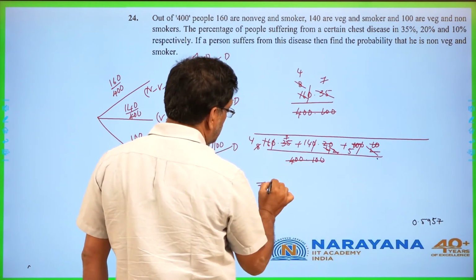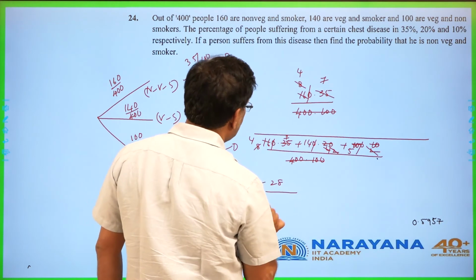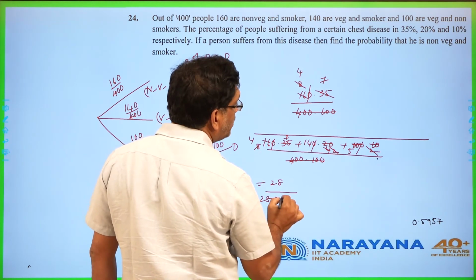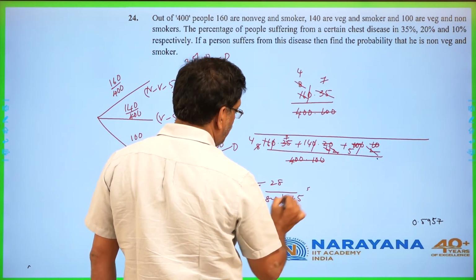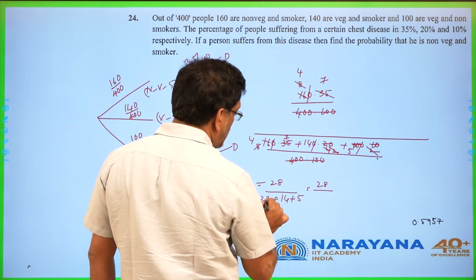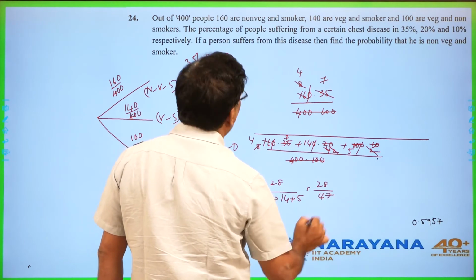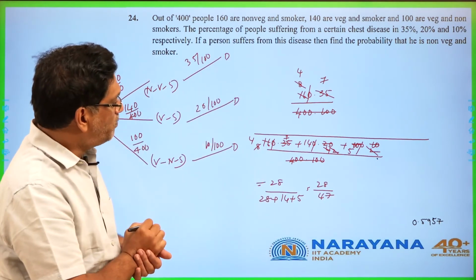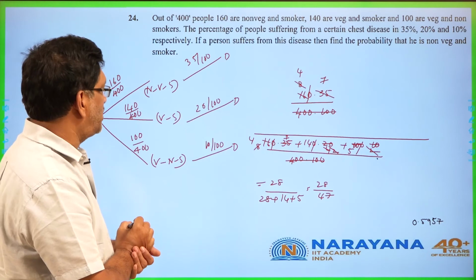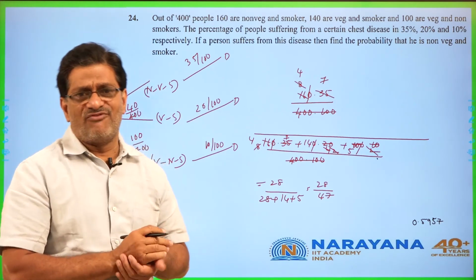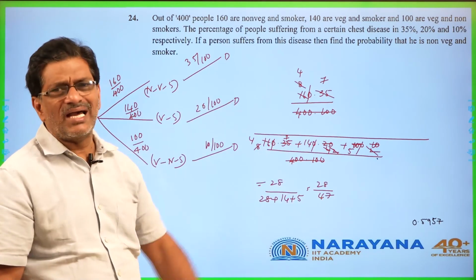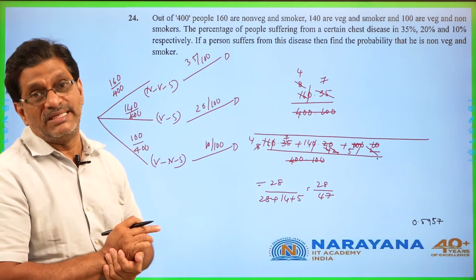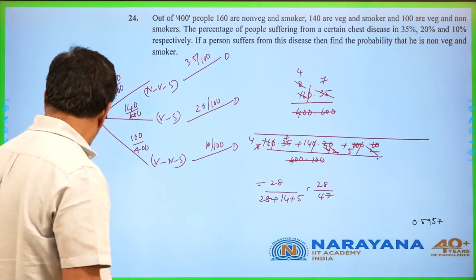Now it is over. It is 28 in numerator by 28 plus 14 plus 5. So it is 28 by 47. Right? You please simplify, you will get some answer here. That is question number 24. Whenever Bayes' theorem problems are there, use the tree diagram concept. Easily we can complete. Okay? Let us go to the next question.